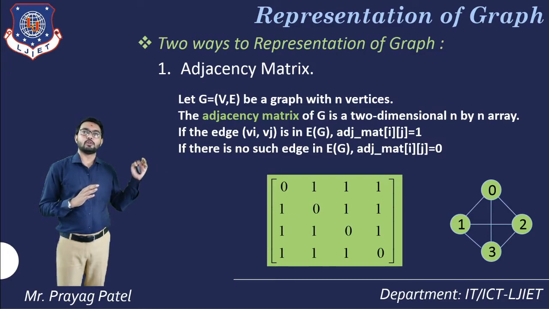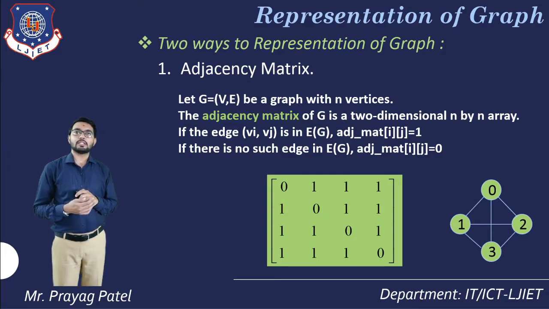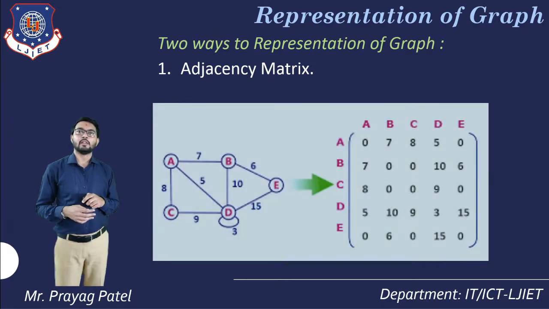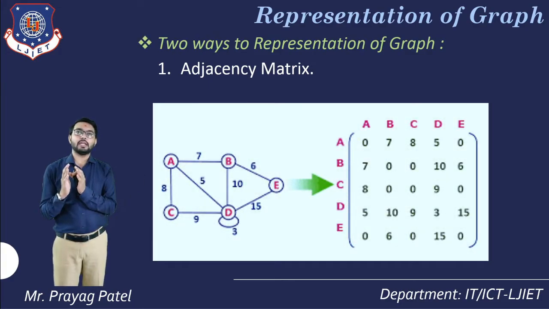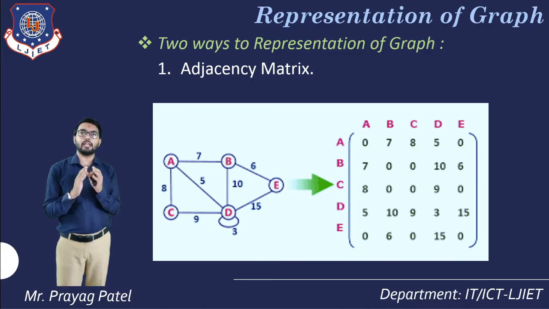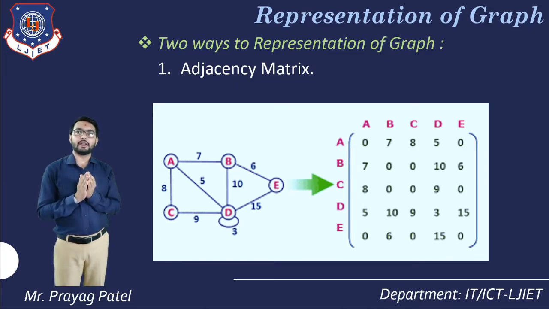So write the 1, 0, 1, 1 like this. Using this method you can represent your graph using a matrix. Now consider the second example. Here consider the weighted graph. In the previous case we simply represented the graph for only an unweighted graph. Here consider the weighted graph.